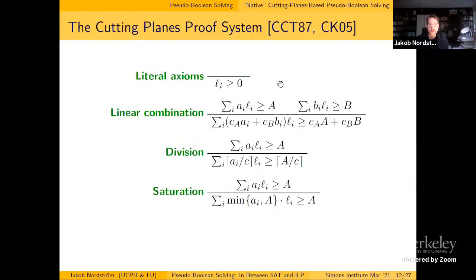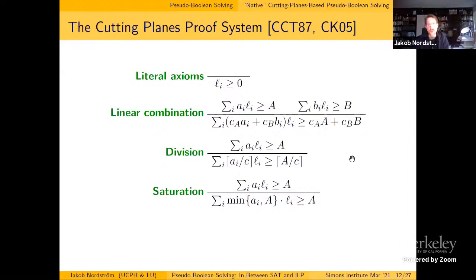So cutting planes, like traditional cutting planes, is this: we know that all literals are non-negative, and then we know that we can take positive linear combinations. So c_A and c_B are positive numbers here. And then you have this division rule, and here I'm using that the constraint is written in normalized form, so that all of these coefficients are positive. Then I can just divide by c and round up everywhere. So this is how cutting planes is presented in the proof complexity literature, going back to Cook et al.